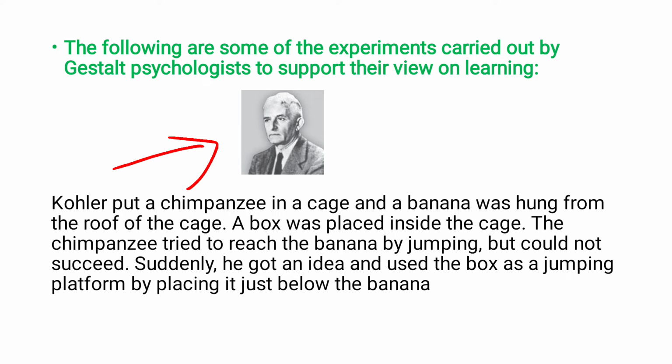Kohler put a chimpanzee in a cage and a banana was hung from the roof of the cage. Okay, so Kohler did an experiment under Max Wertheimer. Here Kohler put a chimpanzee in a cage and a banana was hung from the roof of the cage. The box was placed inside the cage.